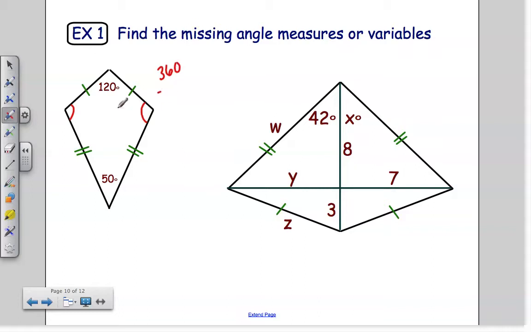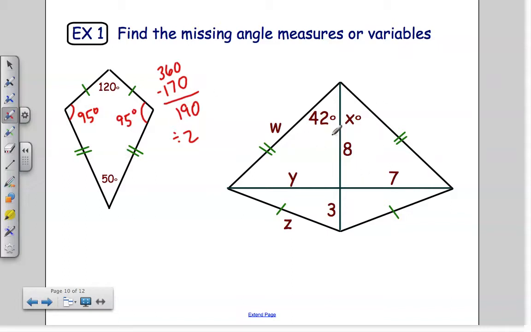So I'm going to subtract, right now we have what, 170 total? So I'm left with 190, right? 360 minus 170. So I'm left with 190 degrees. But that's for 2 angles that are congruent. So divide that by 2, and it looks like I've got 95 degrees for both of these angle measures. By the way, I should have mentioned this definitely is a kite, right? Because I have 2 congruent sides next to each other here, 2 congruent sides next to each other there.